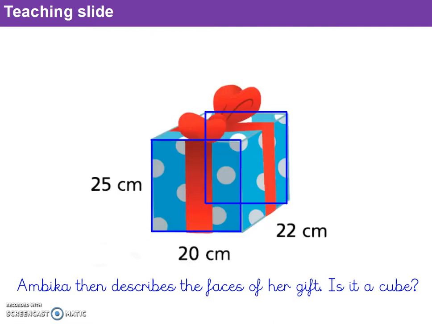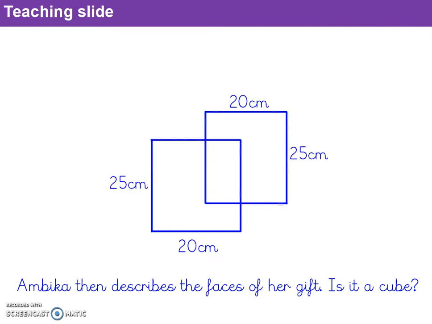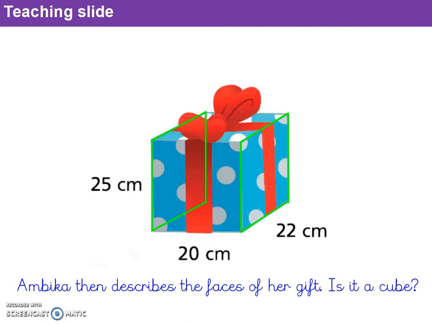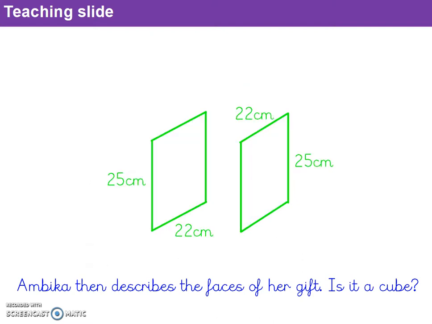Then we can see the front and the back. We can see those identified by using the blue squares. When we remove the box and add in the sizes, we can see that this is 20 centimeters across, or 20 centimeters wide by 25 centimeters high. Again, not a square, this is a rectangle. And then in green, I've highlighted the left side and the right side. Once we remove the box, we can see that's 22 centimeters by 25 centimeters. Again, not a square. So we're looking at another rectangle.